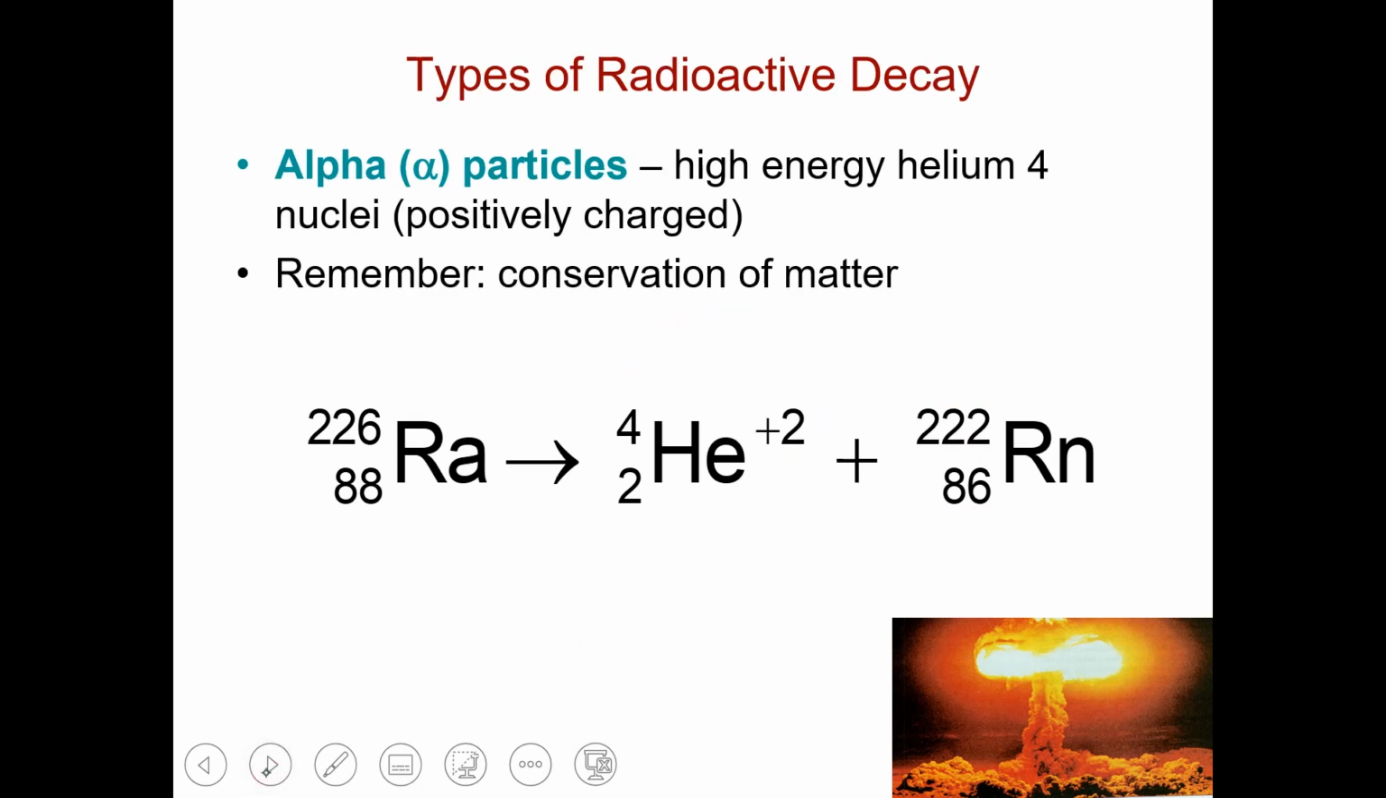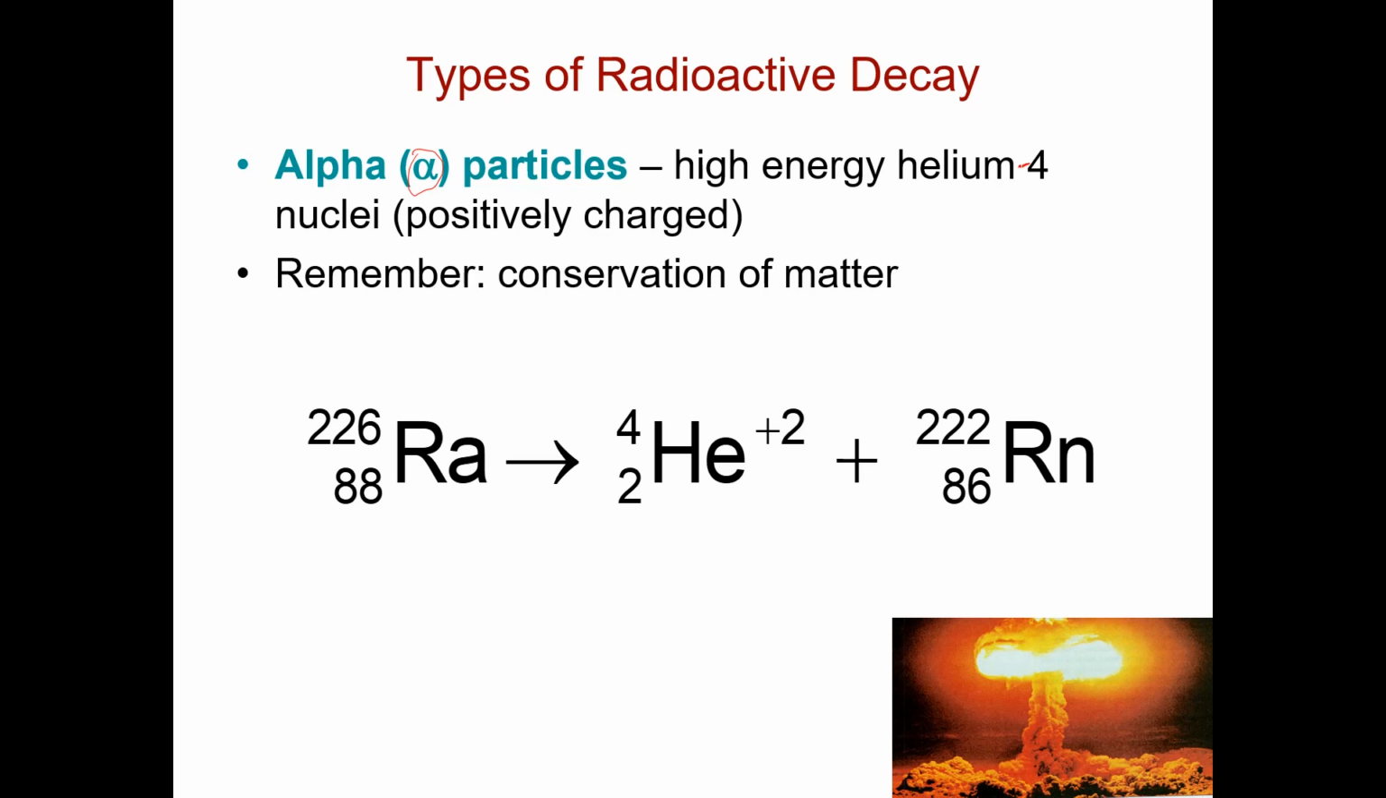One type of radioactive decay is when we release alpha particles. The symbol for alpha particles is this Greek letter alpha here. Or sometimes we will use the helium nucleus to represent an alpha particle, because that's what an alpha particle actually is: a high energy helium-4 nucleus.